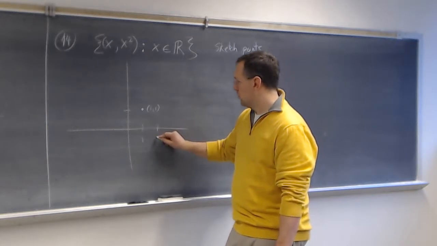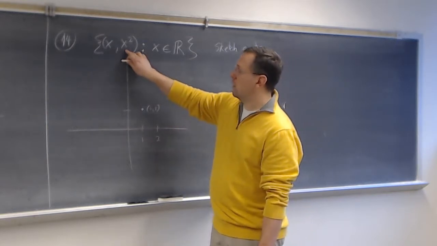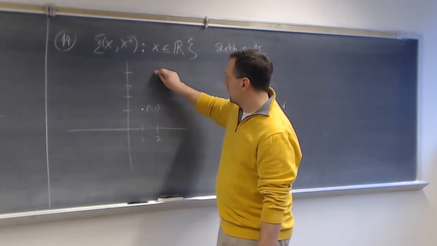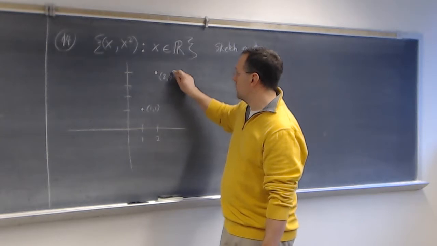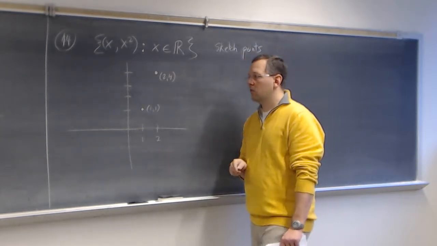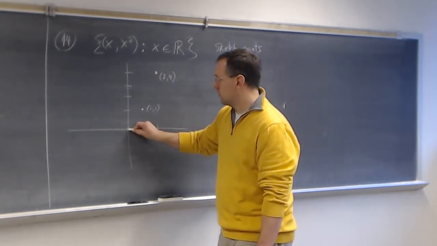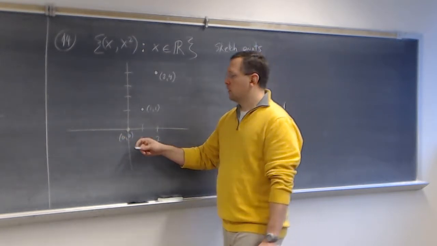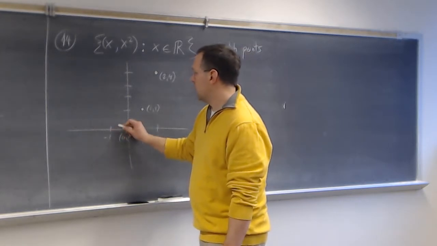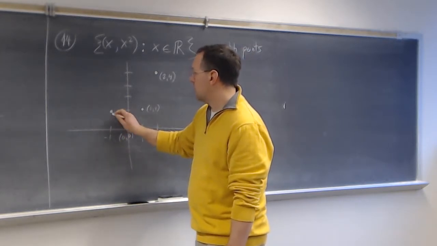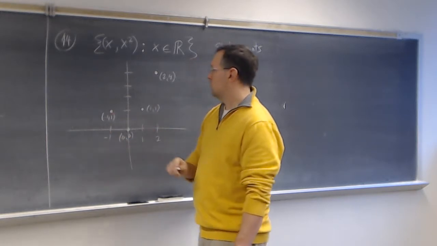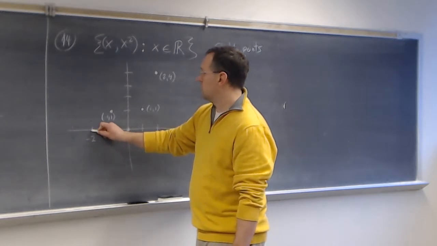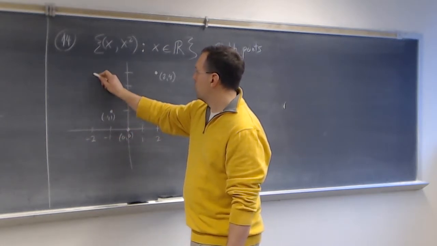What if x was 2? 2 comma 2 squared. So that would be the point (2, 4). What about (0, 0)? (0, 0) is in this set. 0 squared is 0. What about negative 1? (-1, 1) would be in the set. The square of negative 1 is 1. What about negative 2? Negative 2 squared is 4.